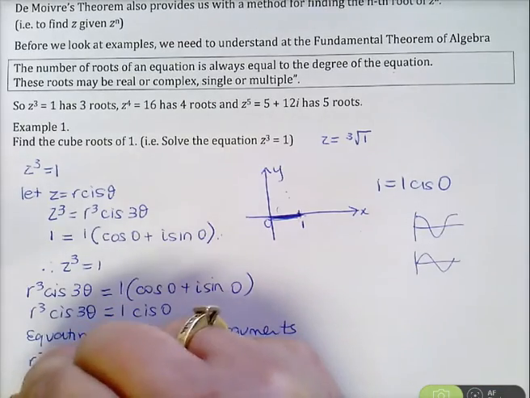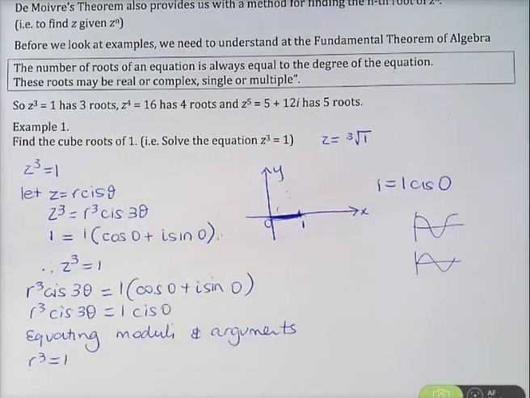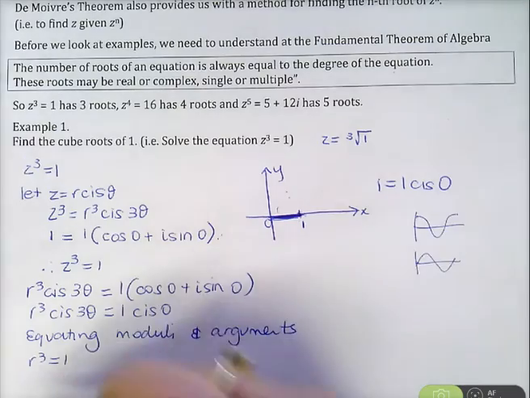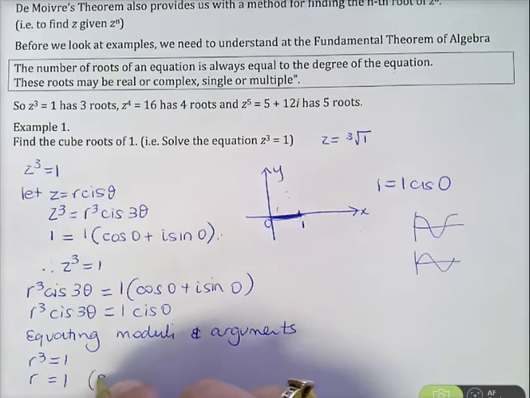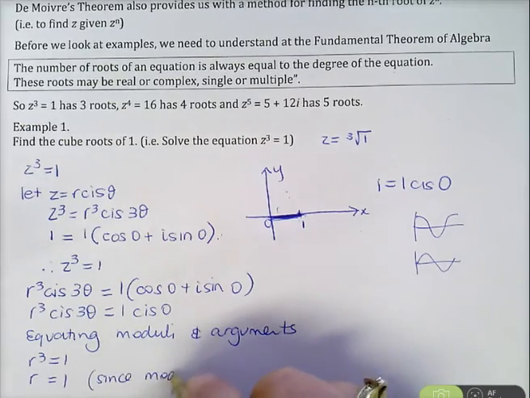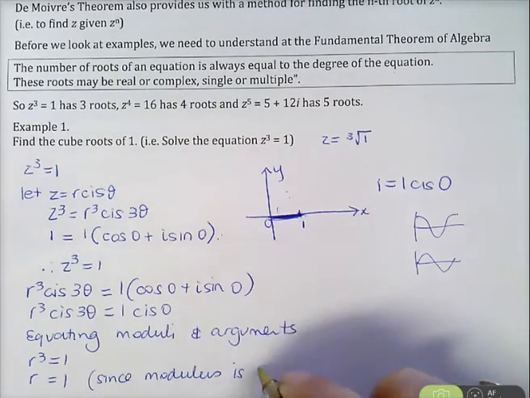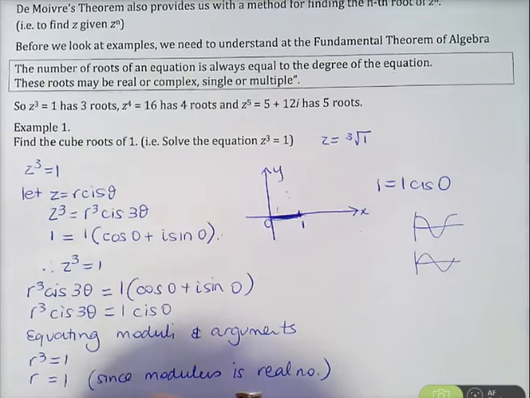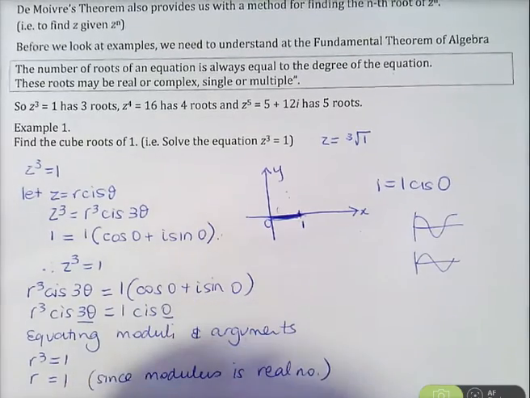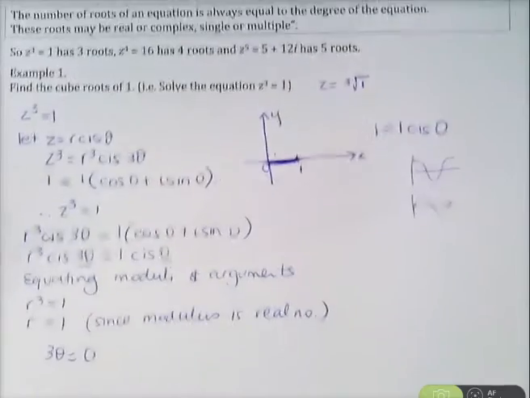I've got that r cubed equals 1, and so therefore r is 1. Now r will be 1 since the modulus is always a real number. And equating the arguments, we get that 3 theta here is equal to 0.